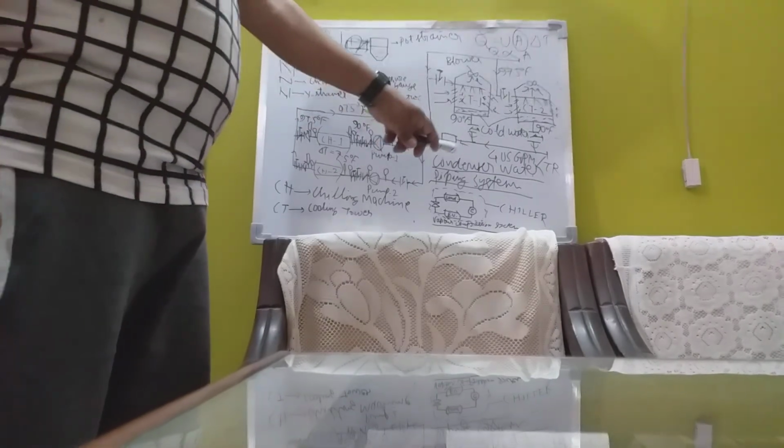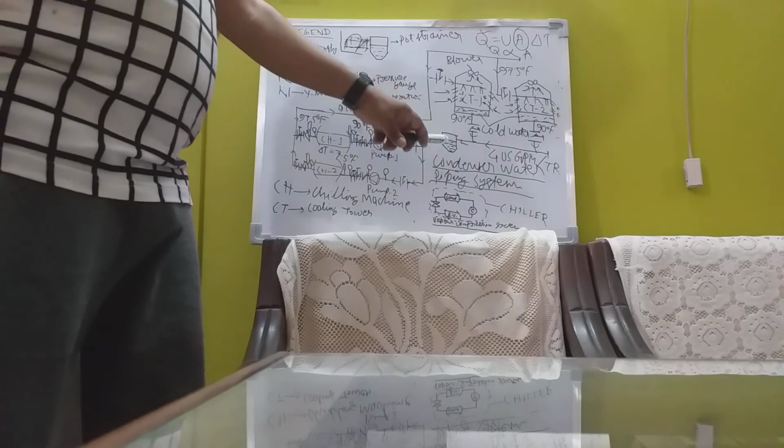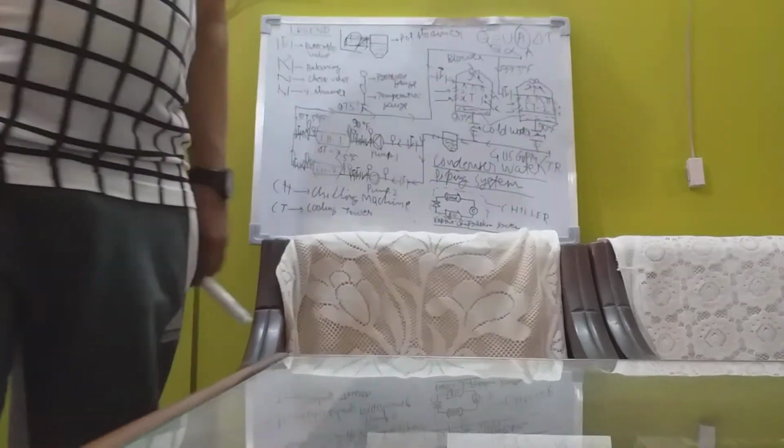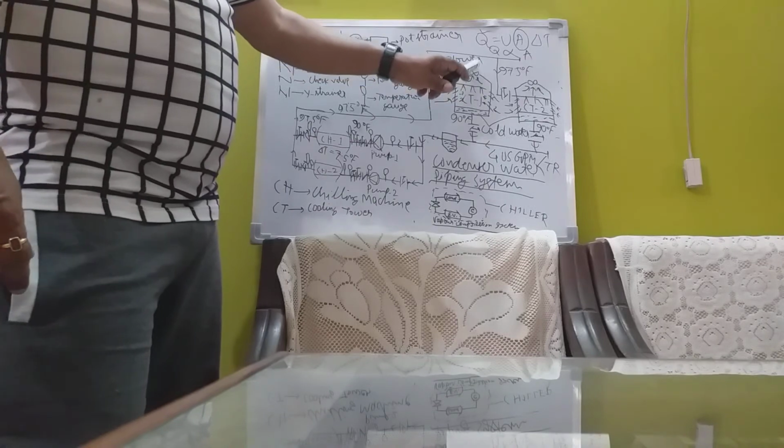Instead of the Y strainer, we put a pot strainer here. Why pot strainer? In place of the Y strainer, because the cooling tower is a big system. The Y strainer cannot clear a cooling tower. And also, the cooling tower is an open system. This is a cooling tower. This is open to the environment.